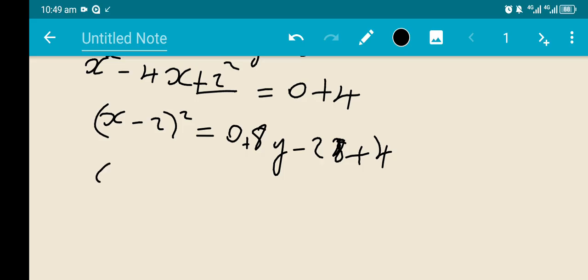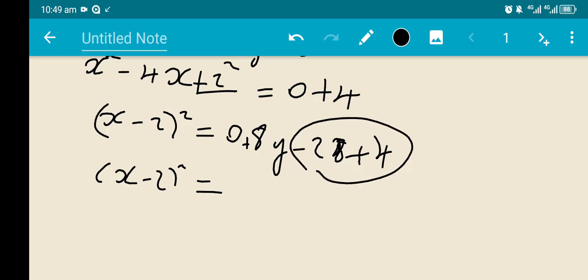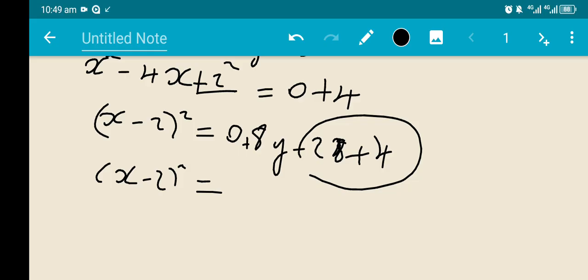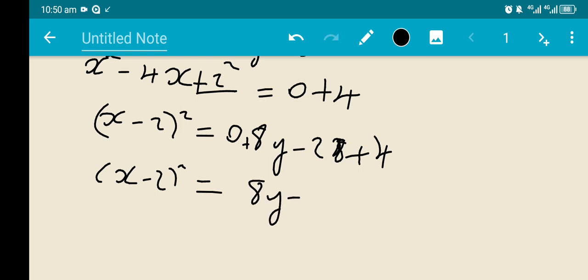Okay, so this here is x minus 2 squared should be equal to, what do we have here? Yeah, let's simplify this. There's no y squared here for us to simplify. So this here, negative 28 plus 4, what would that look like? That is negative 24. So this here is 8y minus 24. I just simplified this.